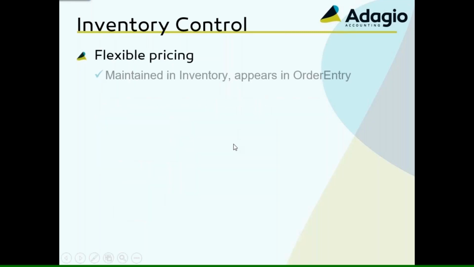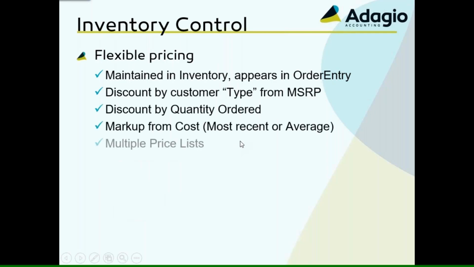Let's see what's next. Oh, pricing. We have to talk about pricing a little bit, because pricing is really one of the things that differentiates businesses. Only one business can be the lowest cost provider, but pricing is a business differentiator. Now, pricing is maintained in inventory, but actually implemented in order entry.